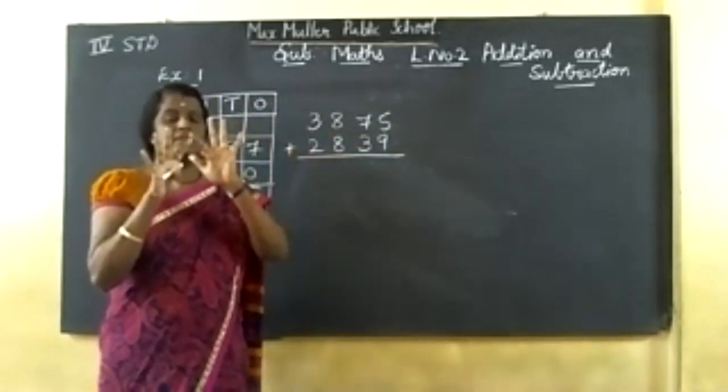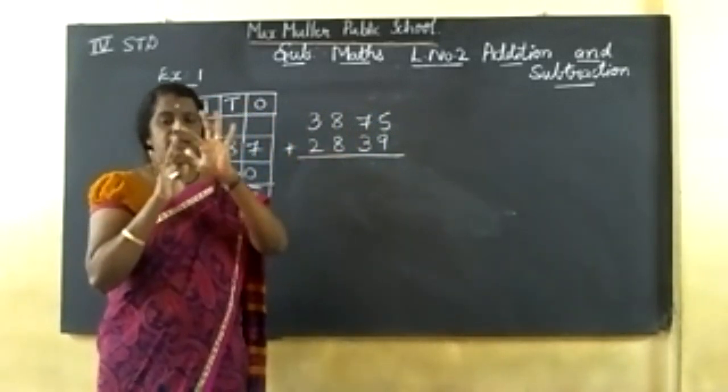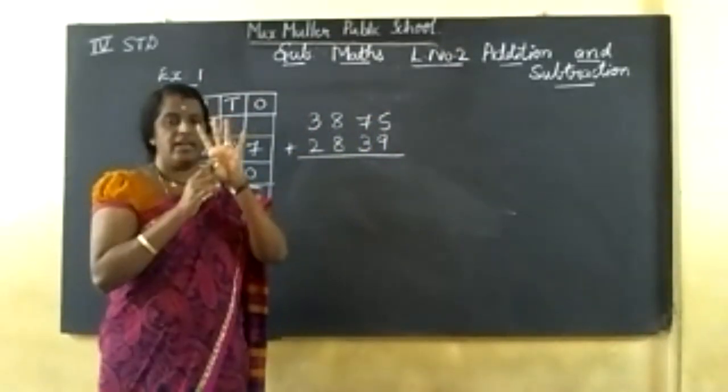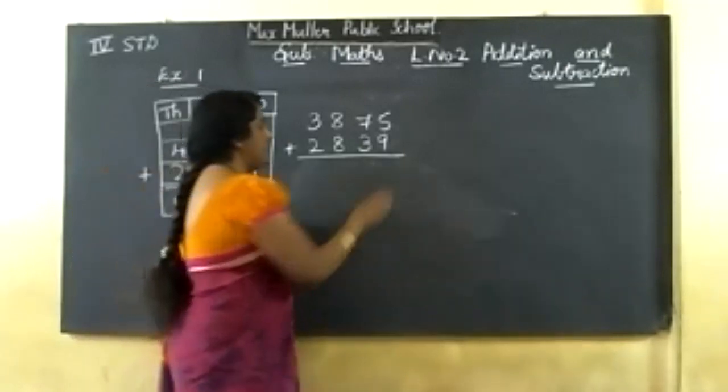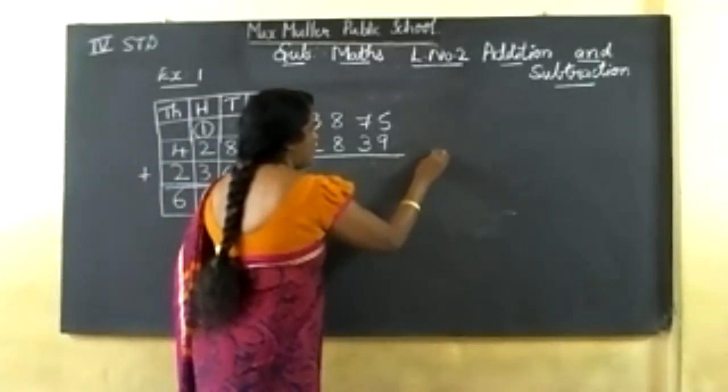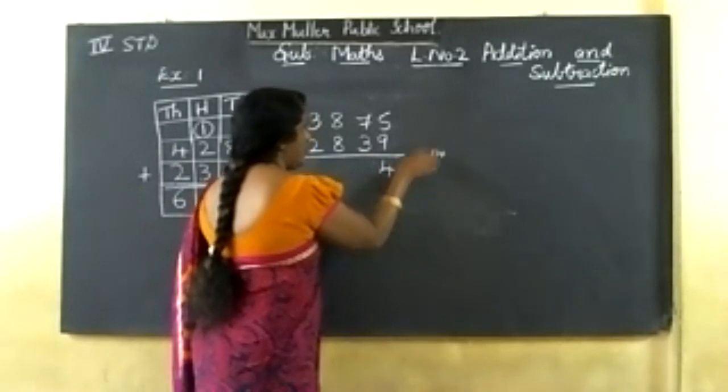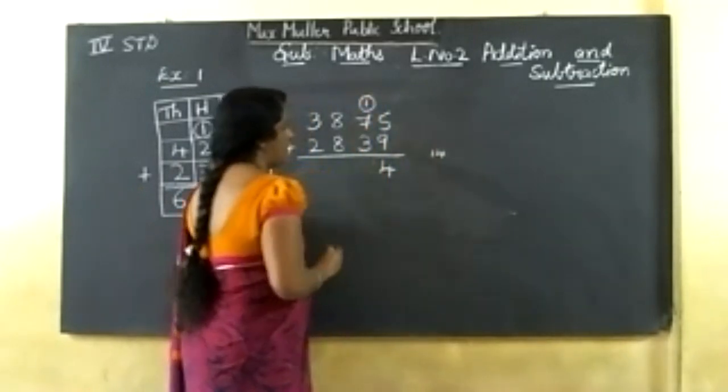After 5, 6, 7, 8, 9, 10, 11, 12, 13, 14. Two numbers came, 14. 4 will be here. This one carry over there.